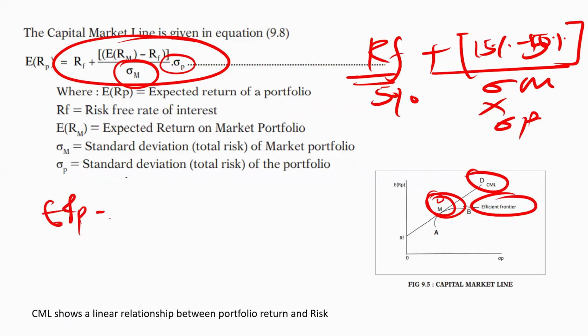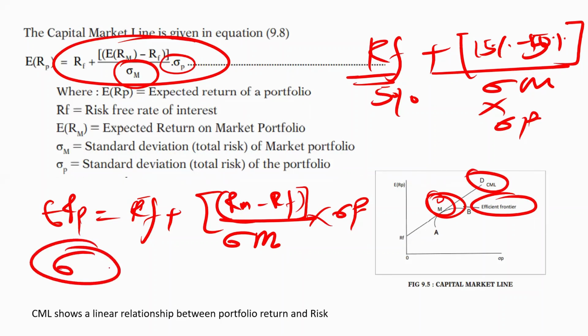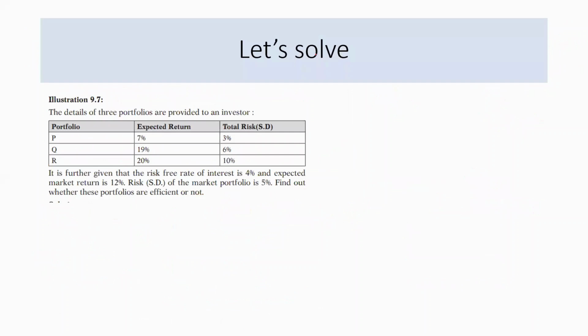So the expected return of the portfolio is nothing but the minimum return that you are getting, which is the risk free return, plus the risk premium over and above your risk free investment. That depends upon your market portfolio. But I am not looking at the market's risk, what I need is the risk of my own portfolio. Okay. And remember, standard deviation is a measure of the total risk. Okay. Remember this.